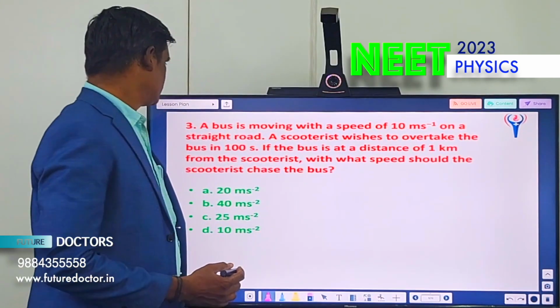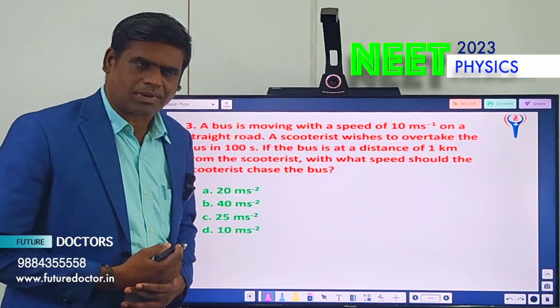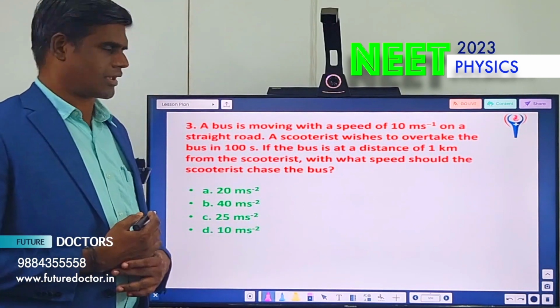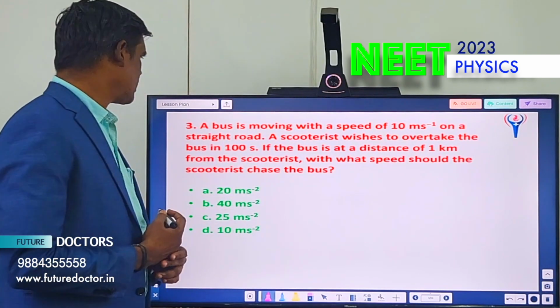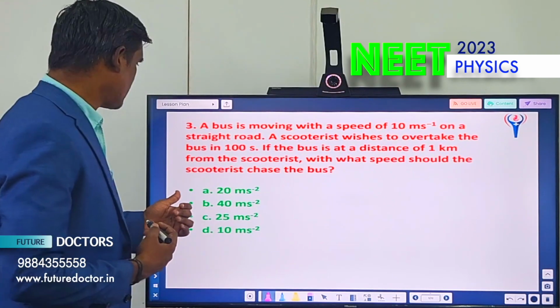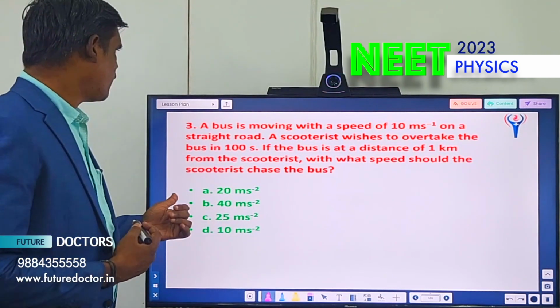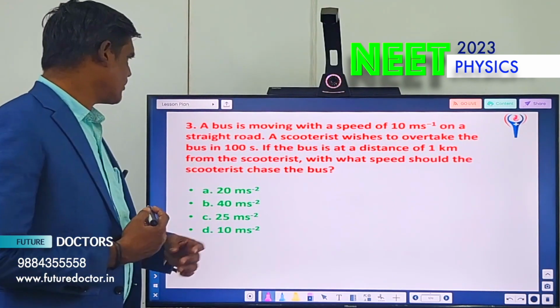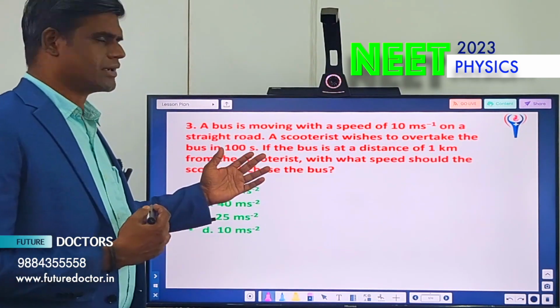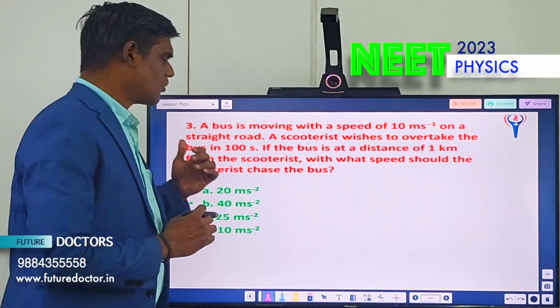Let's move to question number 3. A bus is moving with a speed of 10 meters per second on a straight road. A scooterist wishes to overtake the bus in 100 seconds. If the bus is at a distance of 1 kilometer from the scooterist, with what speed should the scooterist chase the bus? Option A: 20 meters per second. B: 40 meters per second. C: 25 meters per second. D: 10 meters per second. Here you should know the relationship between speed and distance, especially relative velocity. By knowing the formula, you can find the answer.